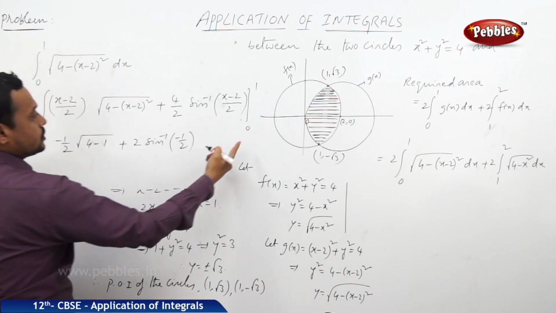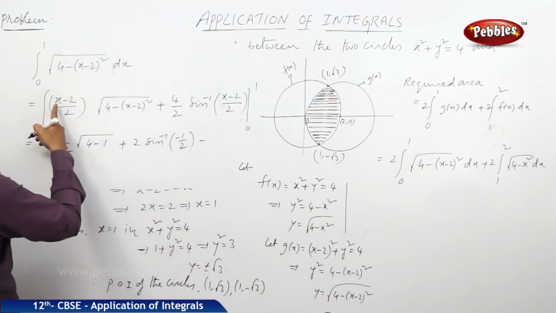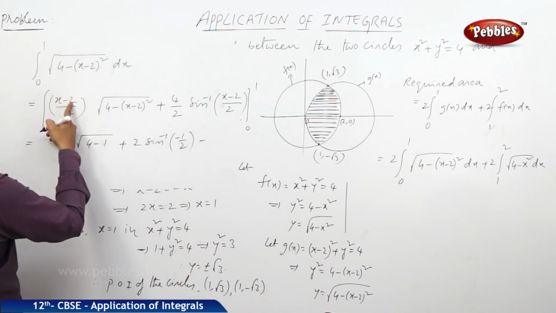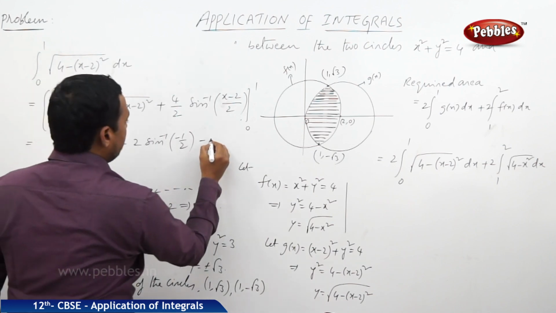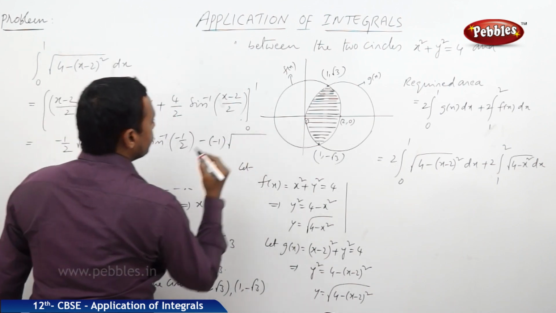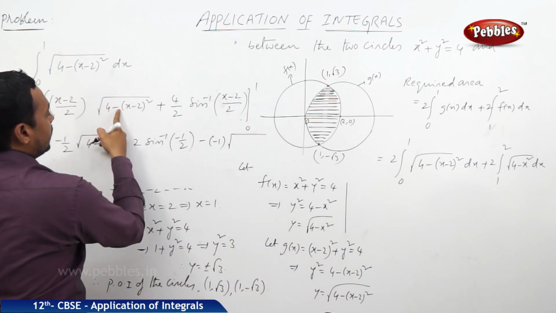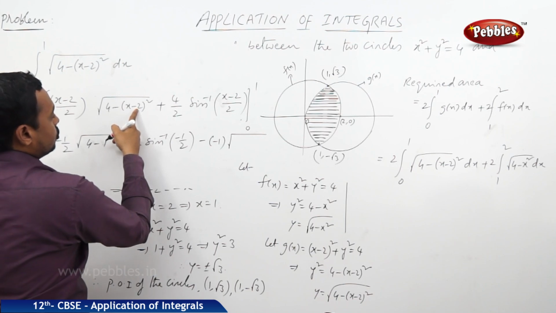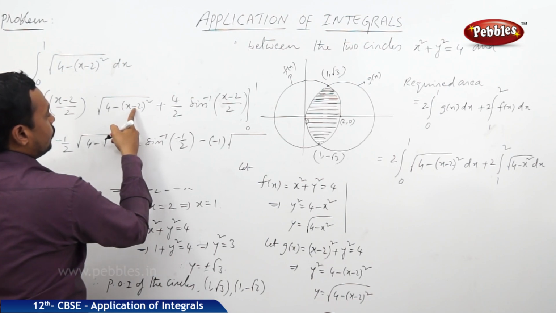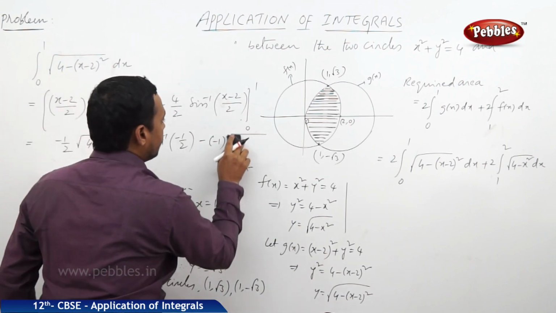minus 1 by 2. Now, when we substitute the lower limit, it is minus (0 minus 2) by 2, that is minus 1, into square root of, put x is equal to 0 here, 4 minus 2 whole square. What about this? It is 4, 4 minus 4 is 0, root 0. So that this entire part would be 0.